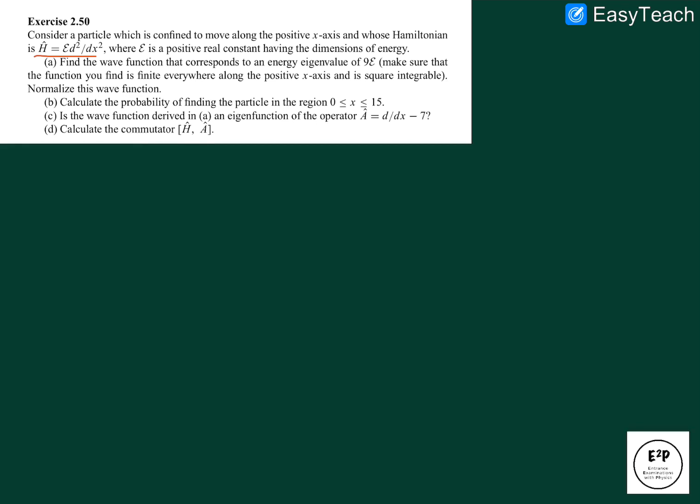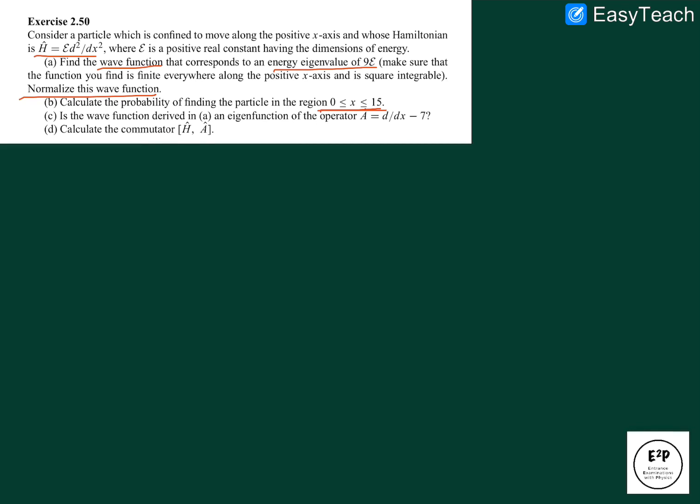we are asked to calculate the wave function which gives a certain energy eigenvalue, and to see if that is a normalizable function, and if so then we have to normalize it. And in the second question we are asked to find the probability of finding the particle in a certain region. This region is defined between x to 15.